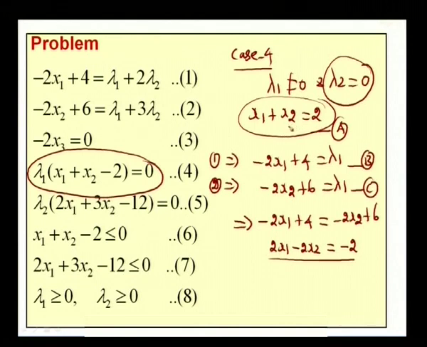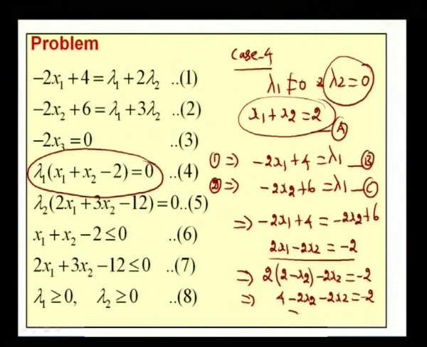From equation A, x 1 is 2 minus x 2. Therefore, in this equation, instead of x 1, I will write 2 minus x 2, minus 2 x 2 equal to minus 2. Now, we try to simplify this equation. This equation can be written as 4 minus 2 x 2 minus 2 x 2 equal to minus 2. So, from this we have minus 4 x 2 equal to, this 4 comes this side, we have minus 6. Therefore, x 2 equal to minus 6 by minus 4, which is 3 by 2.